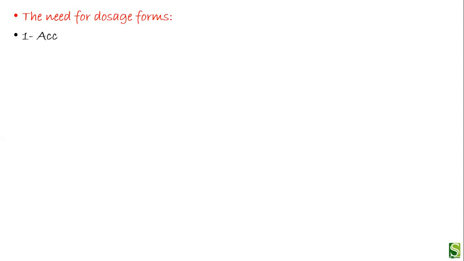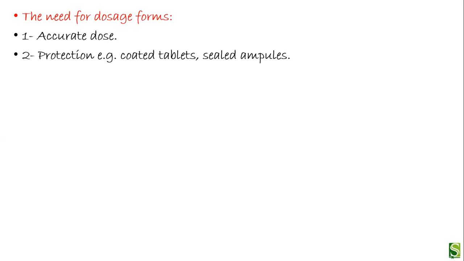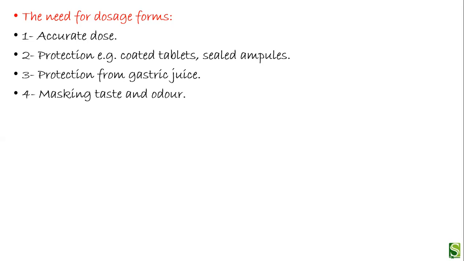Now, what is the need of the dosage form? First, with the help of the dosage form you can give accurate dose to the patient. Secondly, you can protect the drug. For example, some of the drugs might get degraded in your gastric environment. So for that you have to go for formulation of coated tablets, or you can go for sealed ampoules. So in this way you are giving protection to the drug. Next comes protection from the gastric juice. Then you can mask the bitter taste and awful odor of the drug substance.